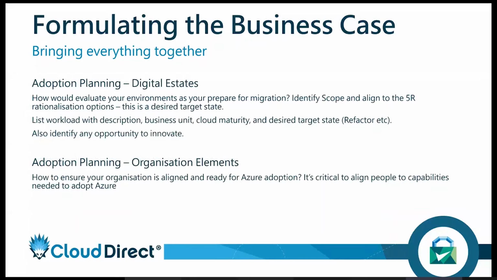Then into some of the adoption planning. We talked about digital estates, identifying the 5R mechanisms, how we're going to get your services from where they are to where they need to be. Looking at rehosting, refactoring, getting that into the desired target state, but also looking at areas for innovation as we go along. And also that organizational element. Let's start looking at how I can start. If the business are quite lukewarm to this and thinking, well, is it going to work? It's still a large element of risk.